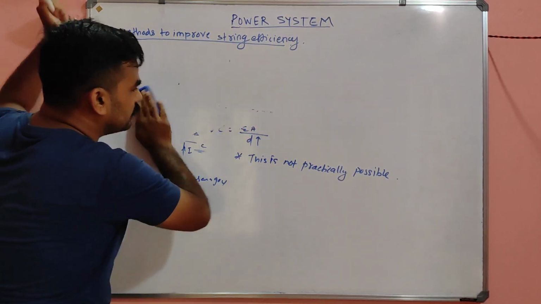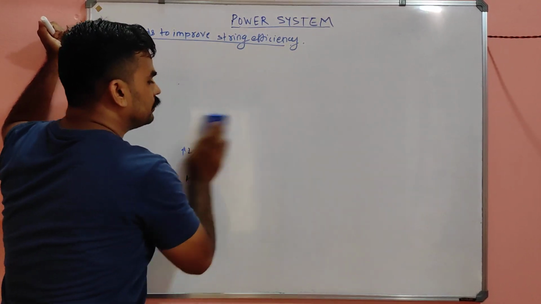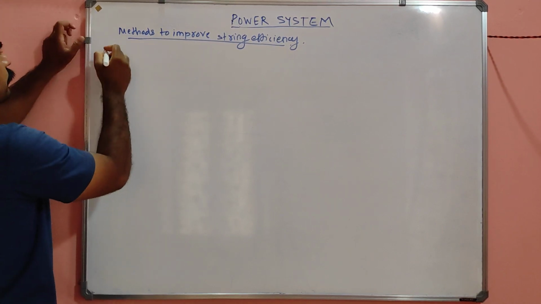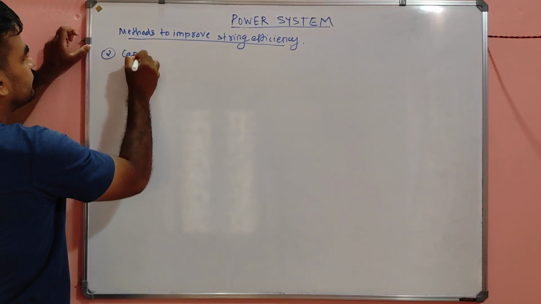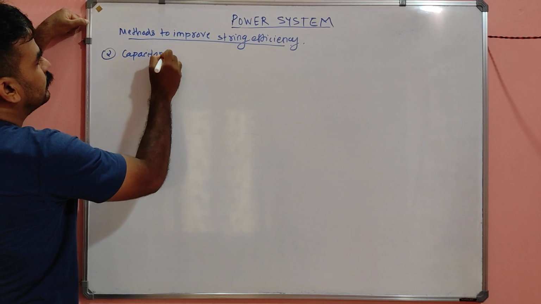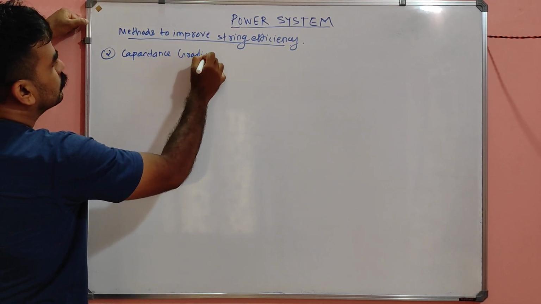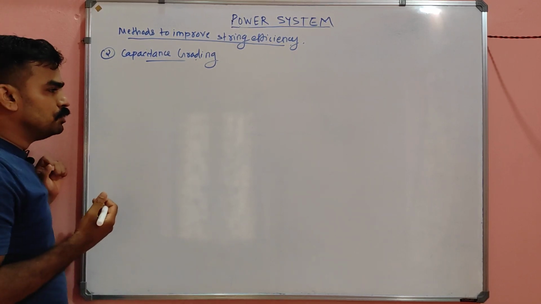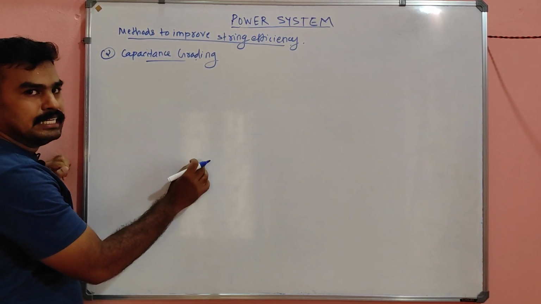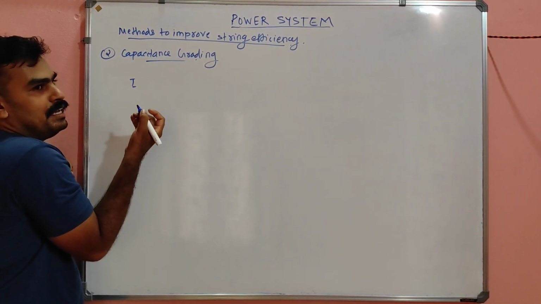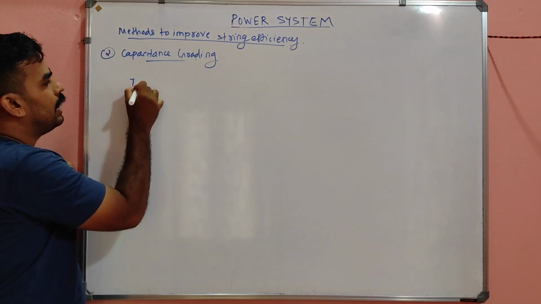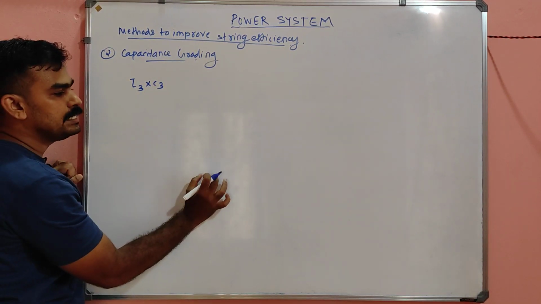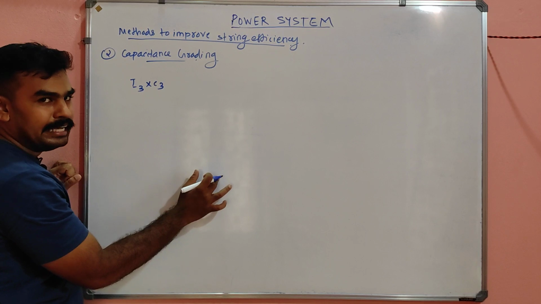And what is the next method? Next method: capacitance grading. That means what we have to do, my dear, the least disc can carry a current of, suppose it be I3. The voltage drop across the least capacitor, the third capacitor, will be I3 into XC3.